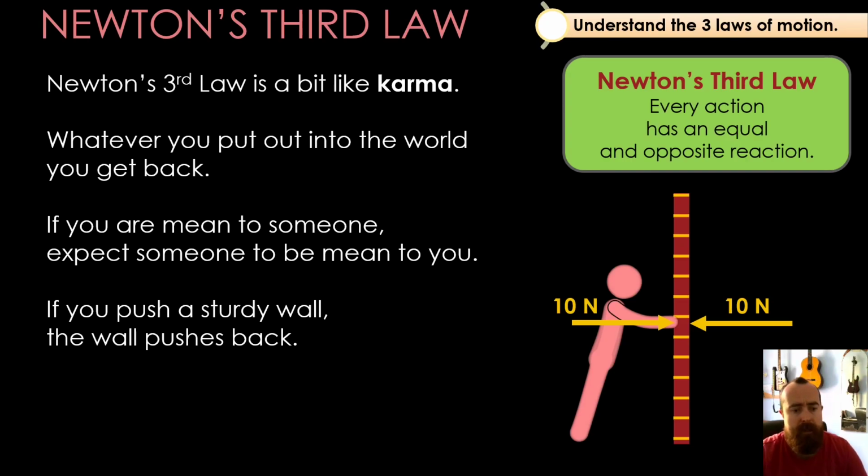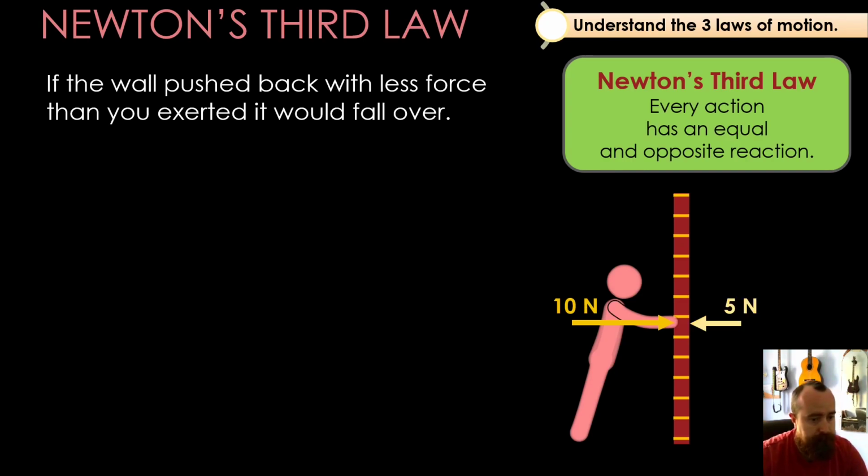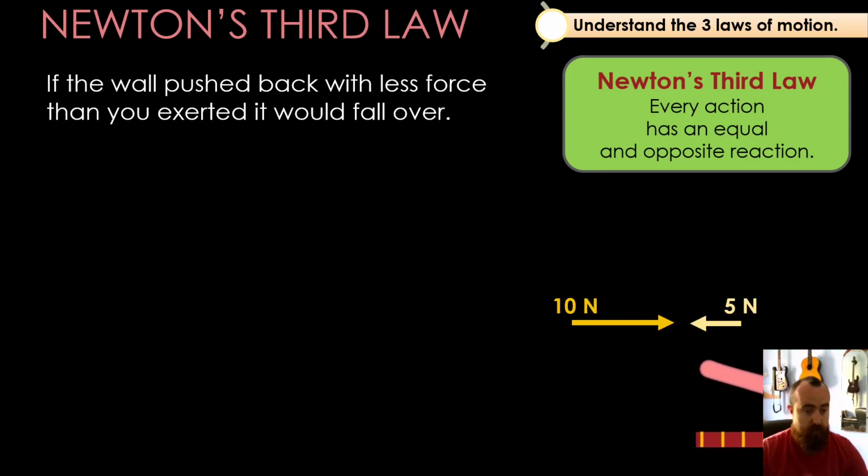Let's look at what would happen in some kind of weird alternative universe where this was not the case. Let's say that every time you pressed against a wall, the wall pushed back, but with only half the force that you applied to the wall. In that particular universe, you would both move to the right. The resultant force would be 5 newtons to the right, and so you would fall down.